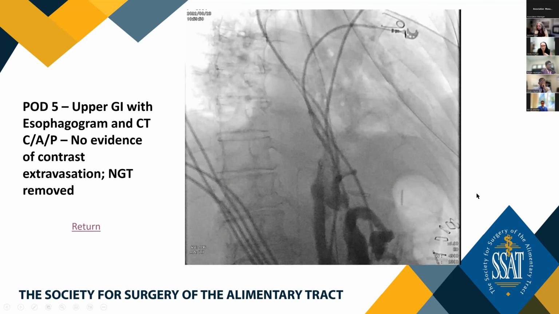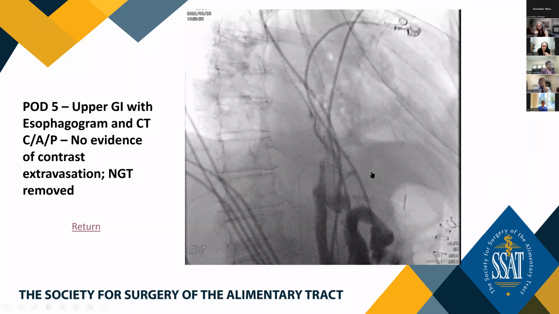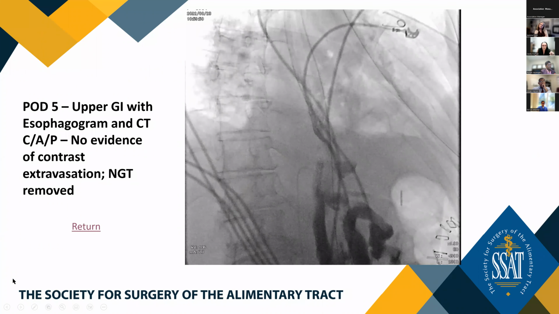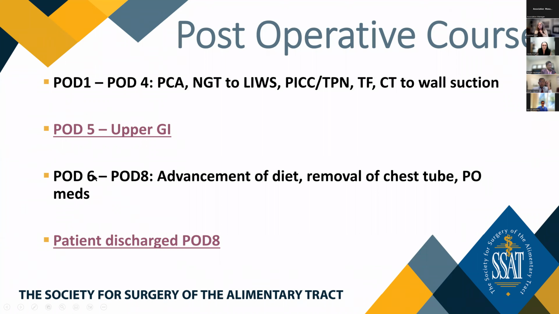You can see it kind of lingers, and they noted that lateral haziness. But in reviewing the film with the radiologist, we all determined that it was probably just the end of the loop of jejunum holding the contrast there, and the follow-up CTs confirmed that. And so post-operative day 6 through 8, we were able to advance her diet, remove her chest tube, start her on all of her oral medications, and she was discharged on post-operative day 8.